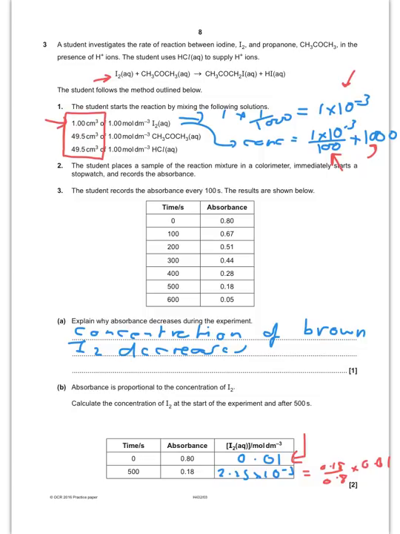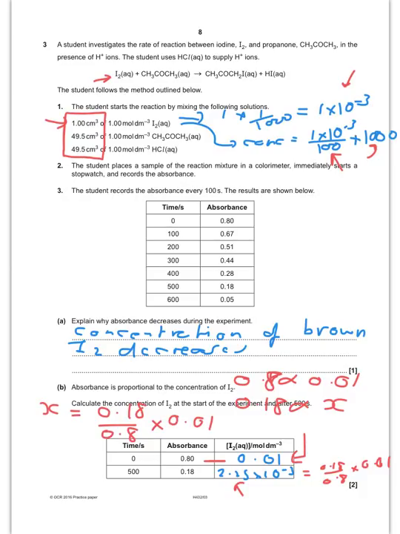Okay, so now I know that it's going to be proportional. So I have this ratio here. So how do I find out this number here? Well, I know that 0.8 is proportional to 0.01, and I want to know what 0.18 is proportional to, x. So in order to do that, we can say x is equal to 0.18 divided by 0.8 times 0.01, and you will get 2.25 times 10 to the minus 3.